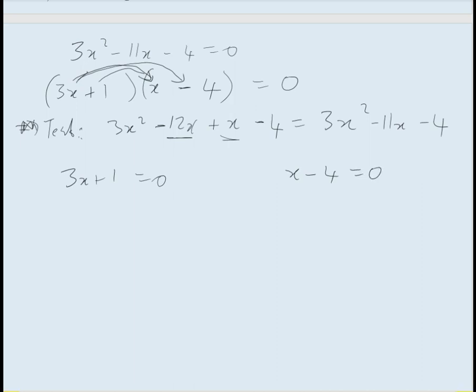So from here we can actually get the critical values. So 3x plus 1 is equal to 0 implies what? We subtract 1 from both sides, we have 3x is negative 1, and that means x is negative 1 over 3. And on this side here, it's just x is equal to 4. So our critical values are simply x is negative 1 over 3 and x is 4.